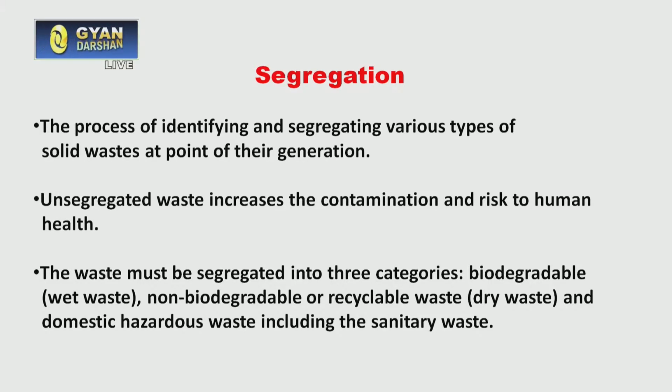Carefully segregating the waste on the basis of its various characteristics, whether it is biodegradable, whether it is recyclable, whether it is domestic hazardous waste, whether it is an inert waste. So, the process of identifying and segregating various types of solid waste at the point of their generation is known as source segregation. Where the waste products have been released, there and then we make an effort to collect it and segregate it, then it is known as source segregation.